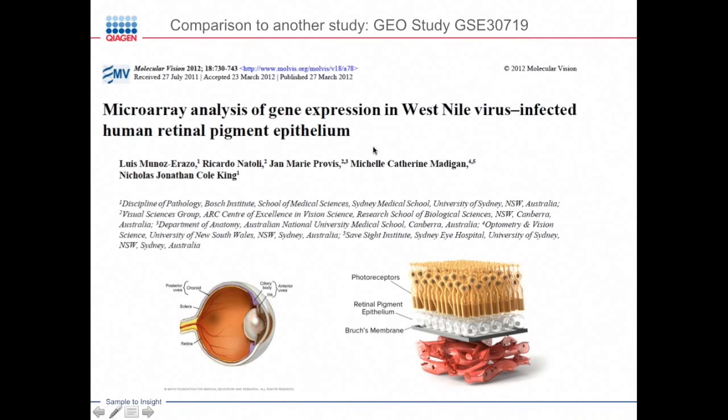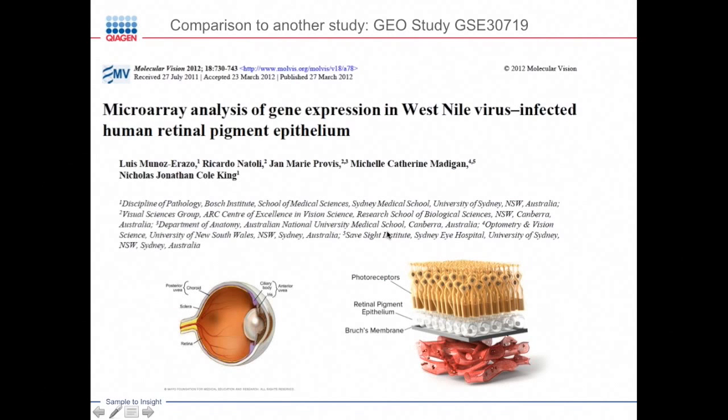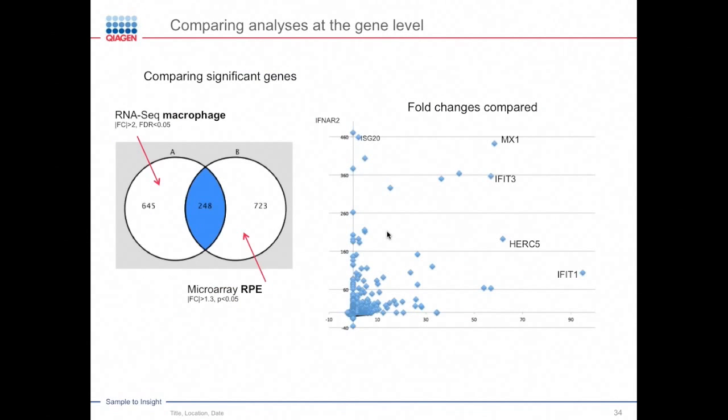I mentioned earlier, it's a microarray analysis of these human RPE cells. The retinal pigment epithelium is in the eye, and this is using human cells. So they infected those cells with the same MOI of 1 for 24 hours. So they're very similar conditions to the other study, but it's not RNA-seq, it's microarray, and it's a different cell type.